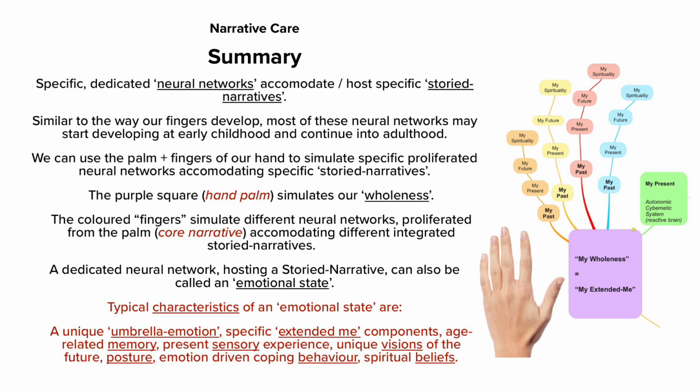A dedicated neural network hosting a storied narrative can also be called an emotional state. Typical characteristics of an emotional state are a unique umbrella emotion, specific extended me components, age-related memory, present sensory experience, unique visions on the future, posture, emotion-driven coping behavior, and spiritual beliefs.